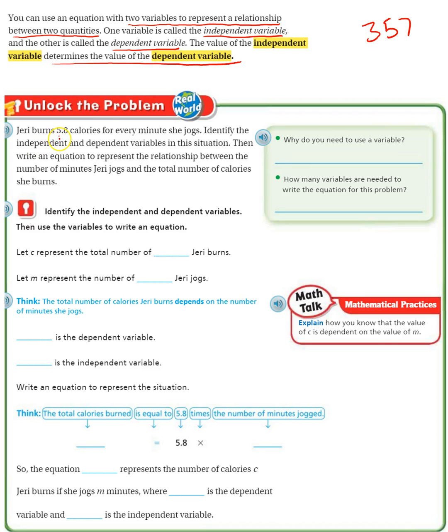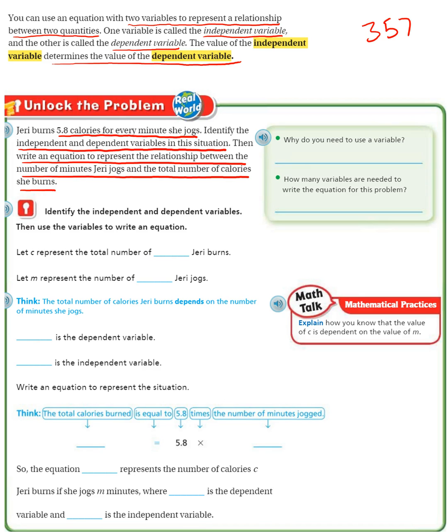Jerry burns 5.8 calories for every minute she jogs. Identify the independent and dependent variables in this situation. Then write an equation to represent the relationship between the number of minutes she jogs and the total number of calories she burns.